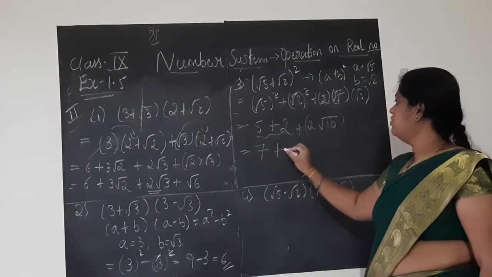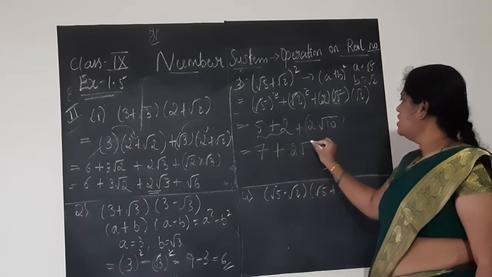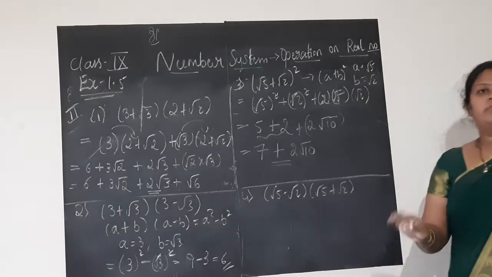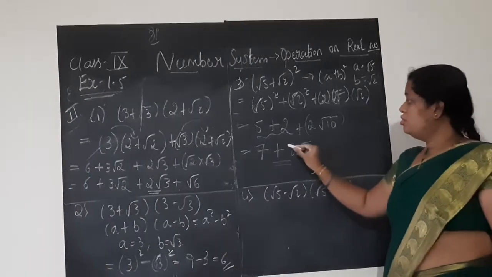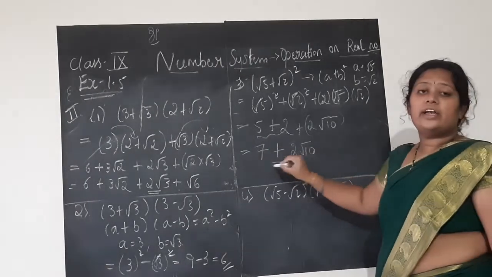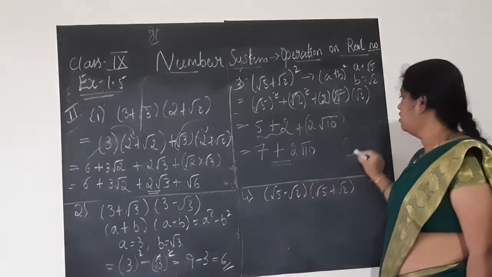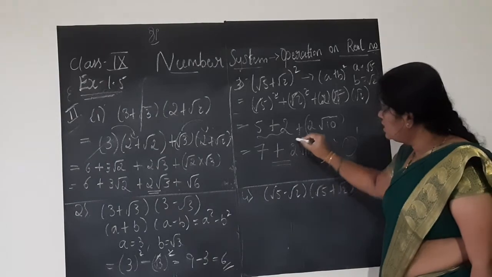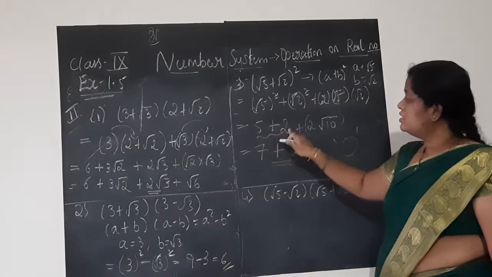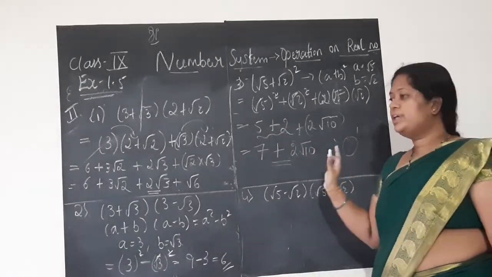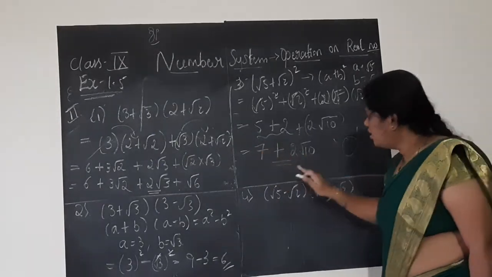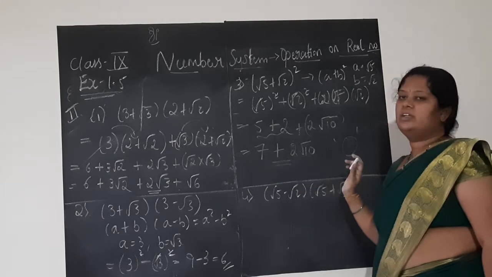5 plus 2 is 7. This plus sign stays as it is, square root 10. This is how you do it. Further it cannot be simplified. Leave it as it is. Don't add this 2 with this 7 and write 9 root 10. No, it is wrong. Why? Because this number is along with this square root, but these have no square root with them, they are free to move. So you cannot add, and 7 plus 2 root 10 is the answer.